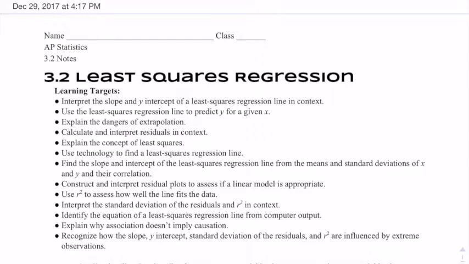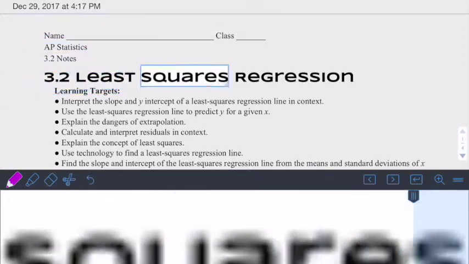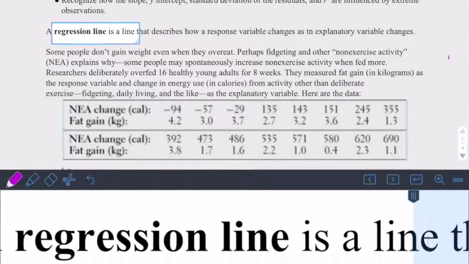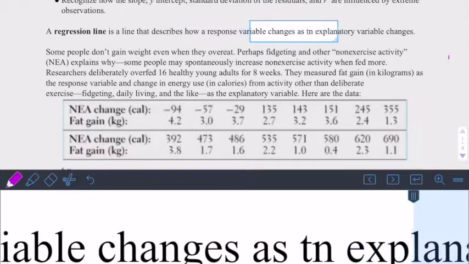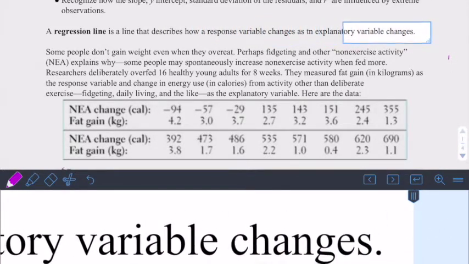Hi AP students. We're on 3.2, where we're going to do a lot more with our least squares regression. A regression line is a line that describes how a response variable changes as an explanatory variable changes.